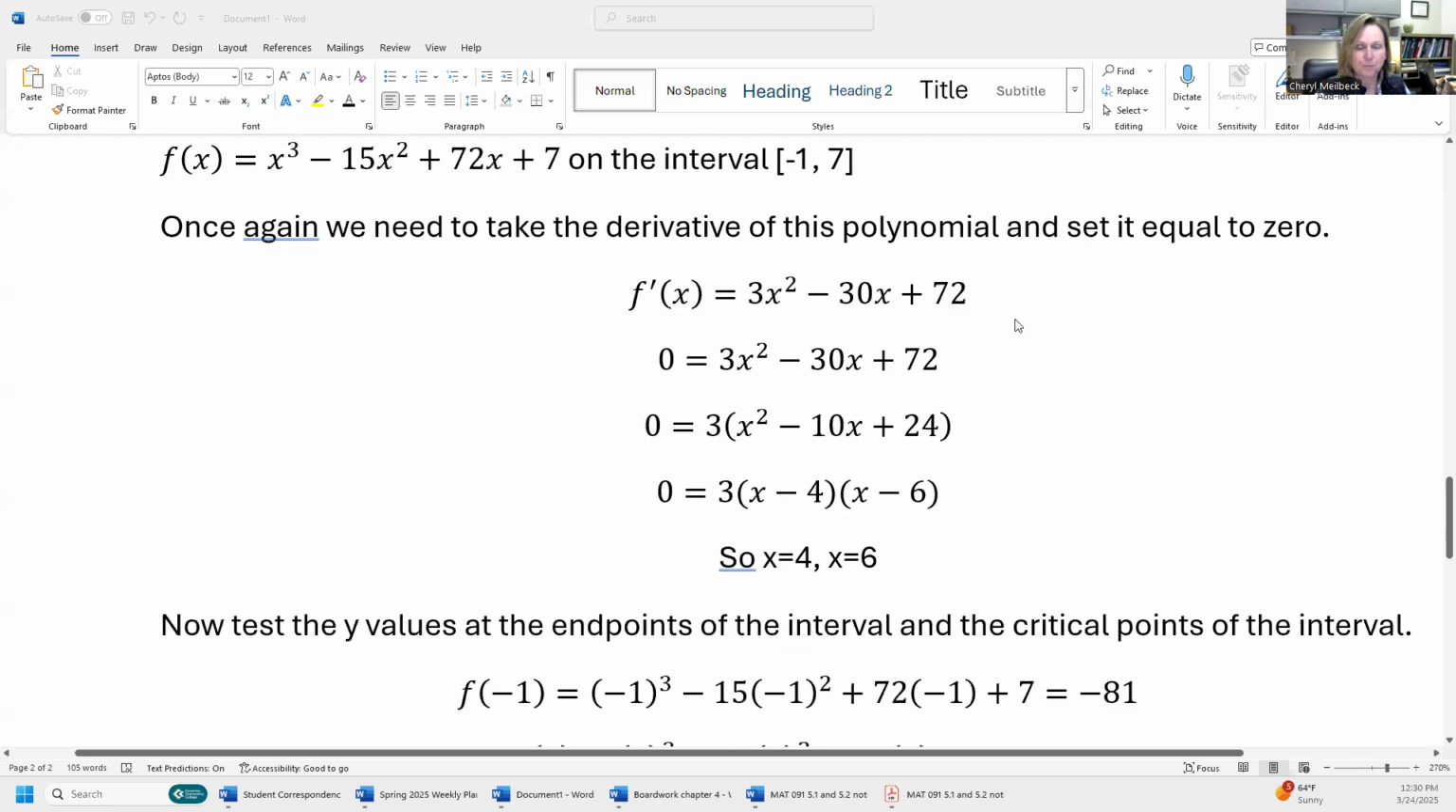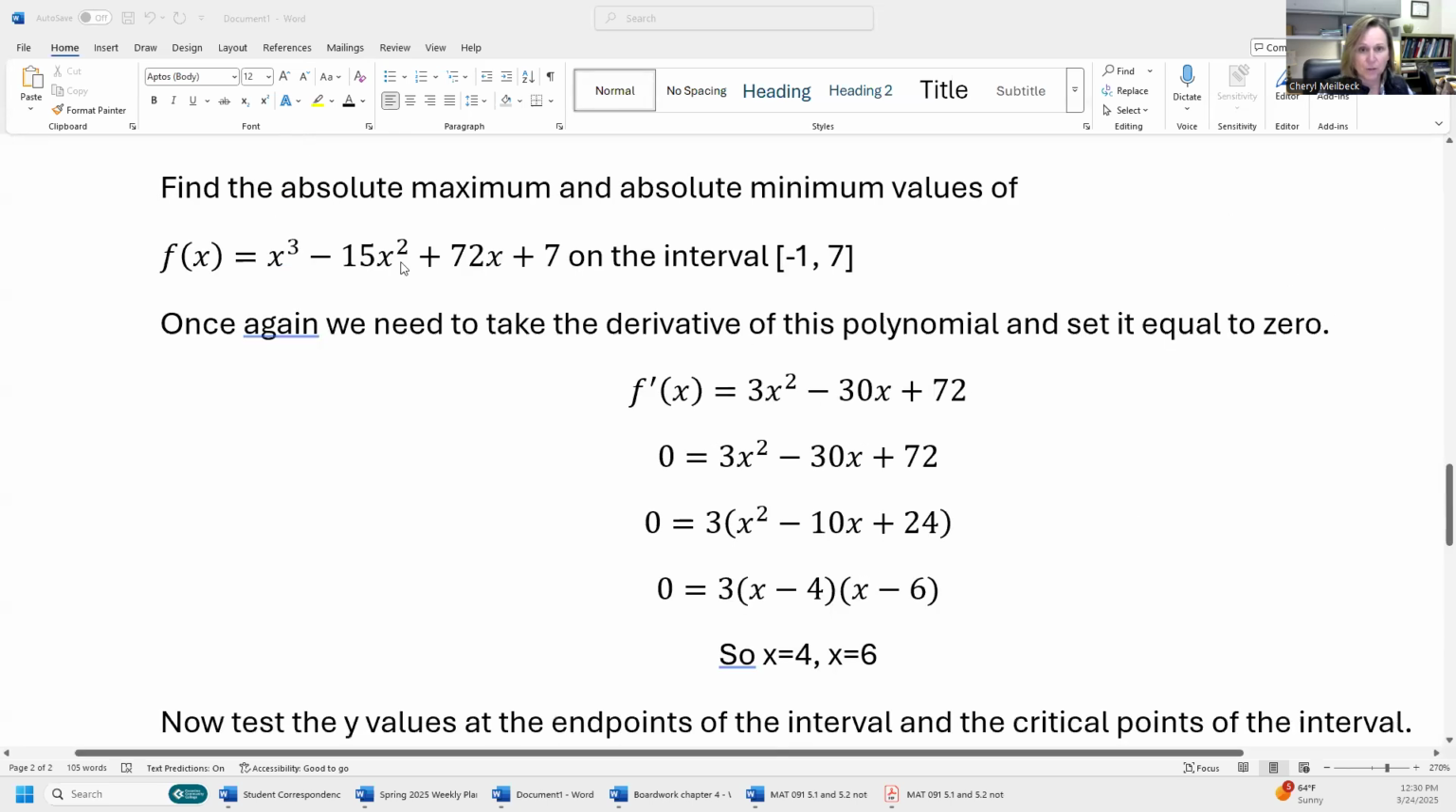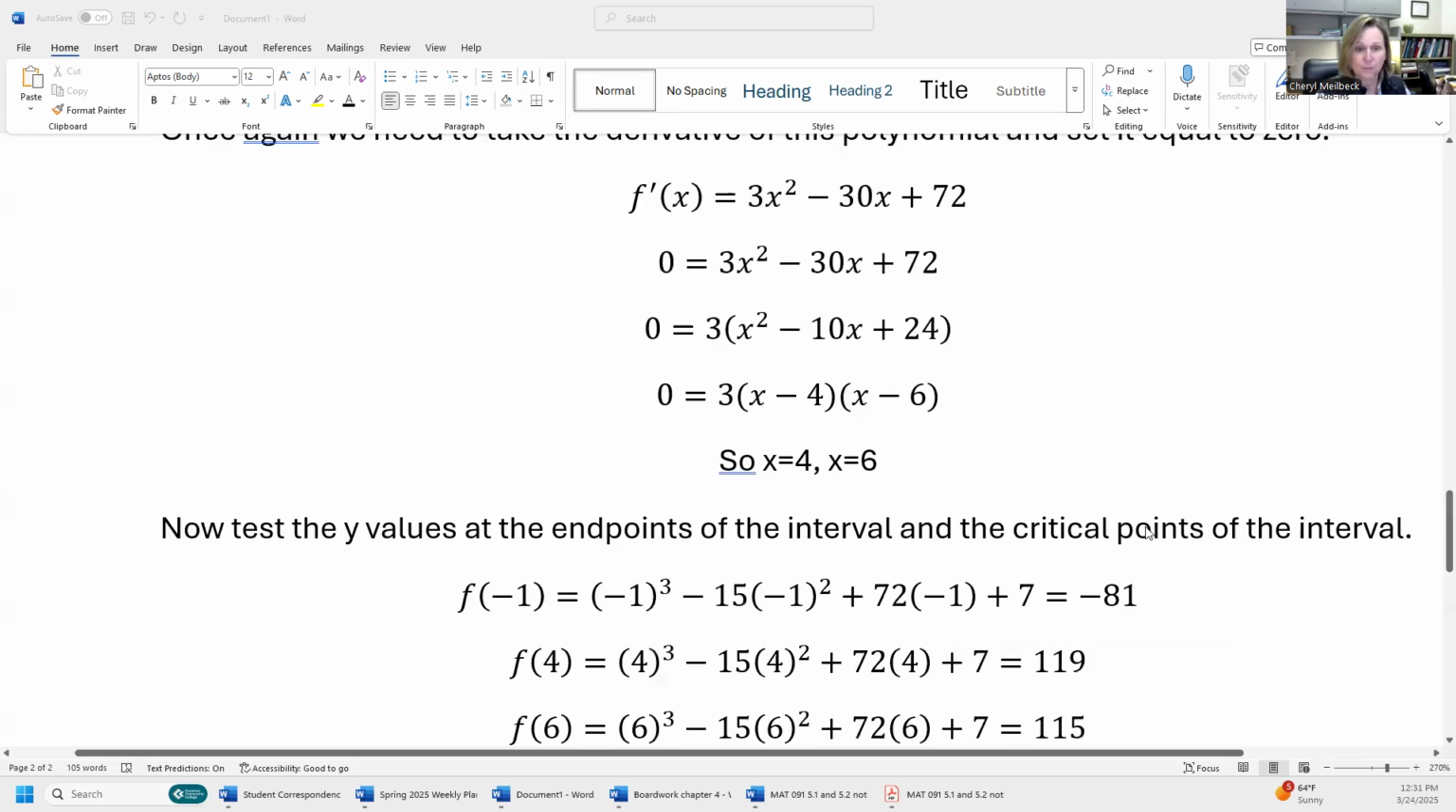So here's the question. Once again, we need to take the derivative of this polynomial and set it equal to 0. Using the power rule, we get 3x squared minus 30x plus 72, and the 7 becomes 0. Setting that equal to 0 looks like this. We recognize that the 3, the 30, and the 72 are all divisible by 3, so we factor that out. Then we factor the trinomial and get x equals 4 and x equals 6 by setting each of these little binomials equal to 0.